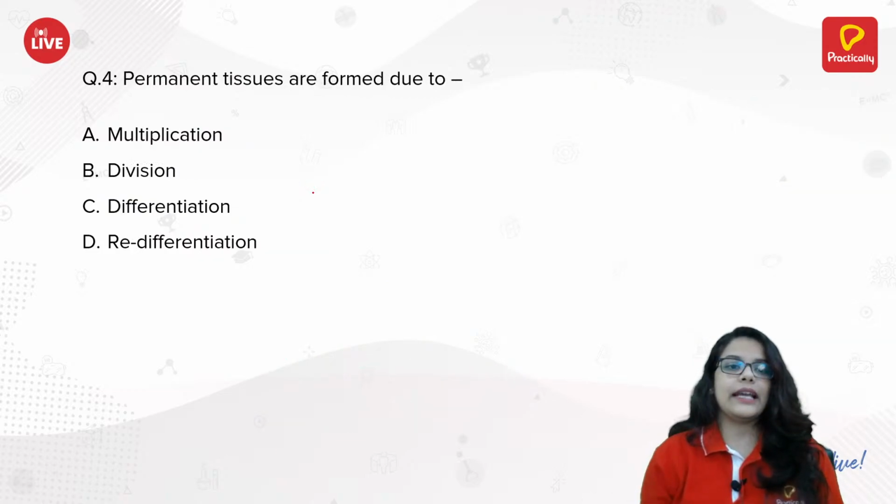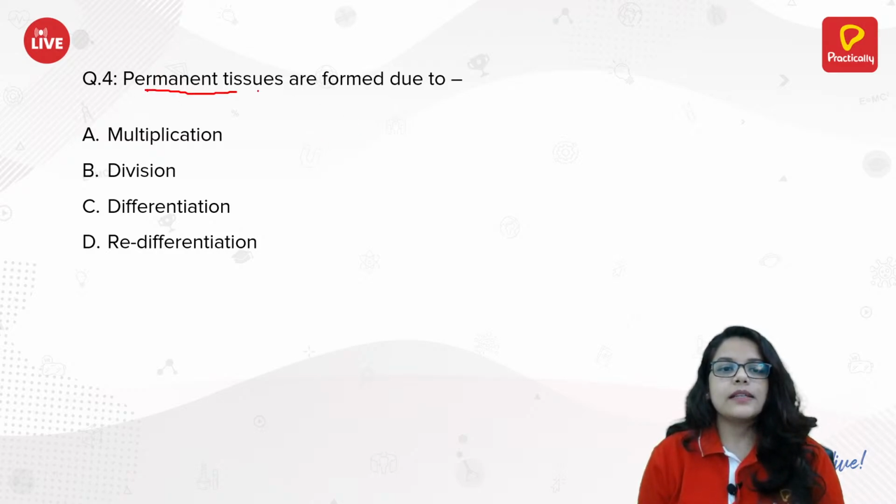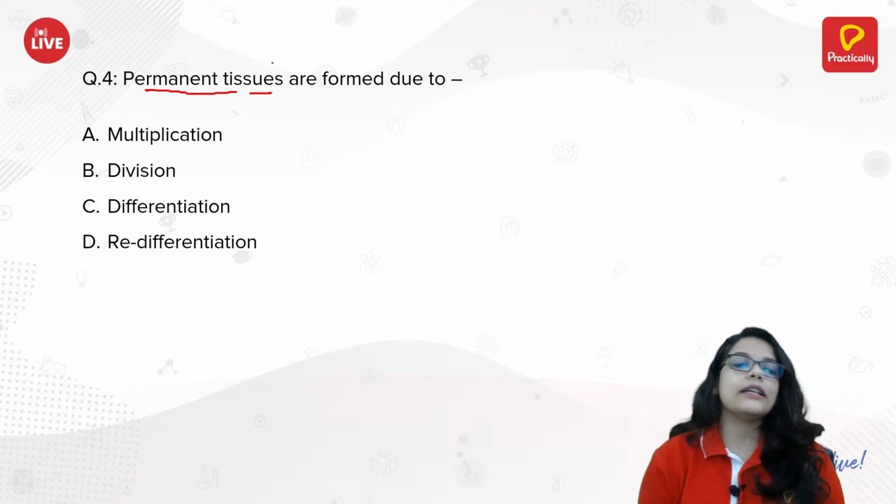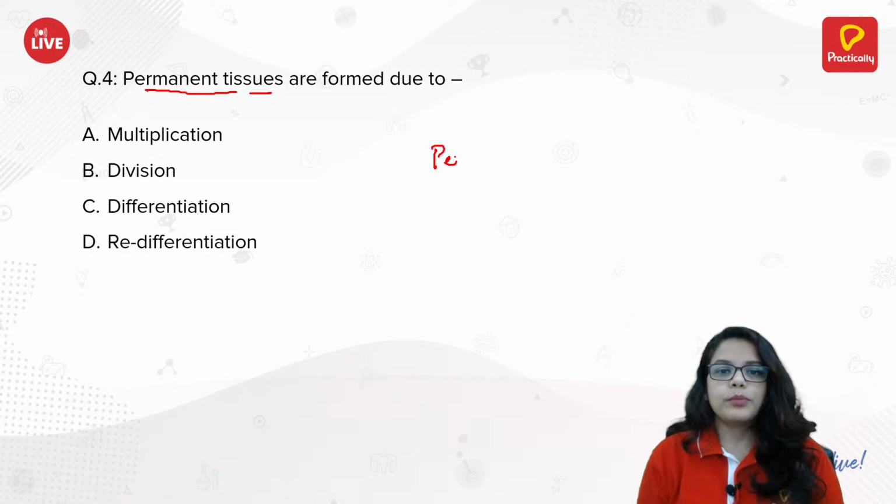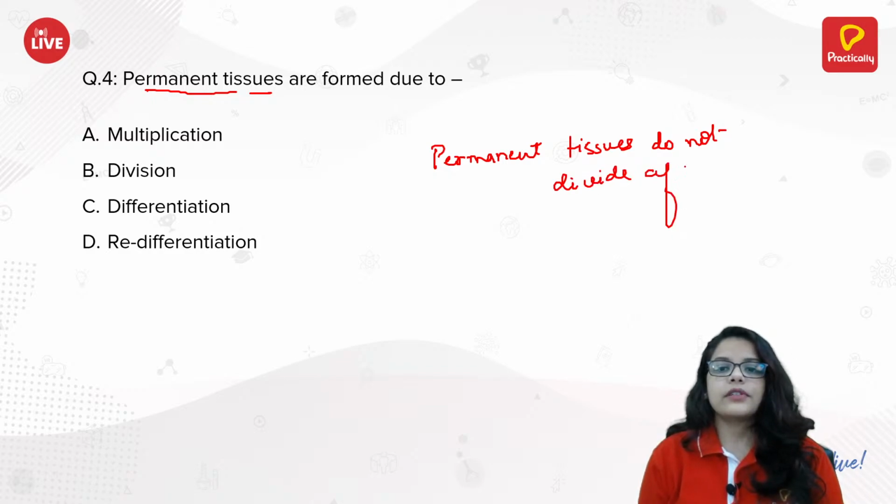Now, next: permanent tissues are formed due to what? What are permanent tissues? Permanent tissues are basically the tissues which, after attaining an age, after they are fully matured, do not divide. So permanent tissues do not divide after maturation.